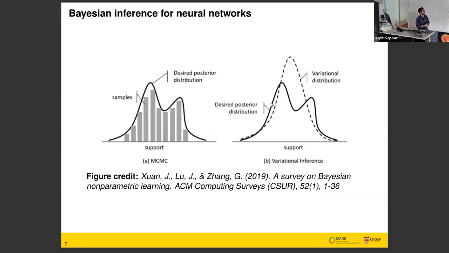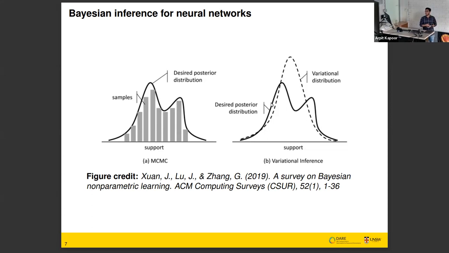So we had to look for another alternative for Bayesian inference for these complex architectures, and the literature is filled with variational inference approaches for these models. So this slide just gives an overview of the difference between the two methods. The first part over here is an overview of the MCMC sampling method for estimating the posterior distribution, whereas the second one shows the variational inference method.